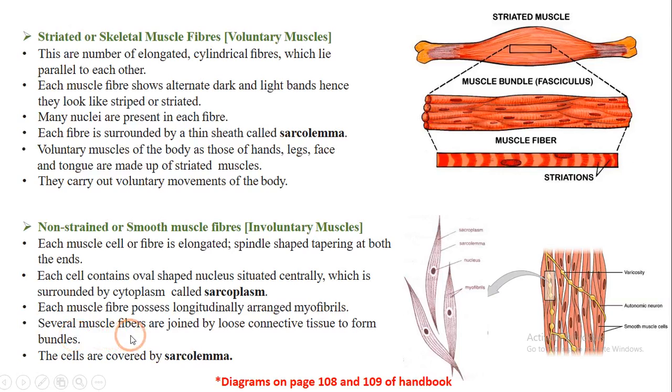Okay, so several of these non-striated muscle fibers are loosely joined together by a loose connective tissue, and they form a bundle of this smooth muscle. Now students, the diagram for these two you will find on page number 108 and 109 of your handbook. So I'll tell you again that to write the content for these two specimens, you can refer to the content in the slide, but the diagram you have to refer from your handbook on page number 108 and 109.